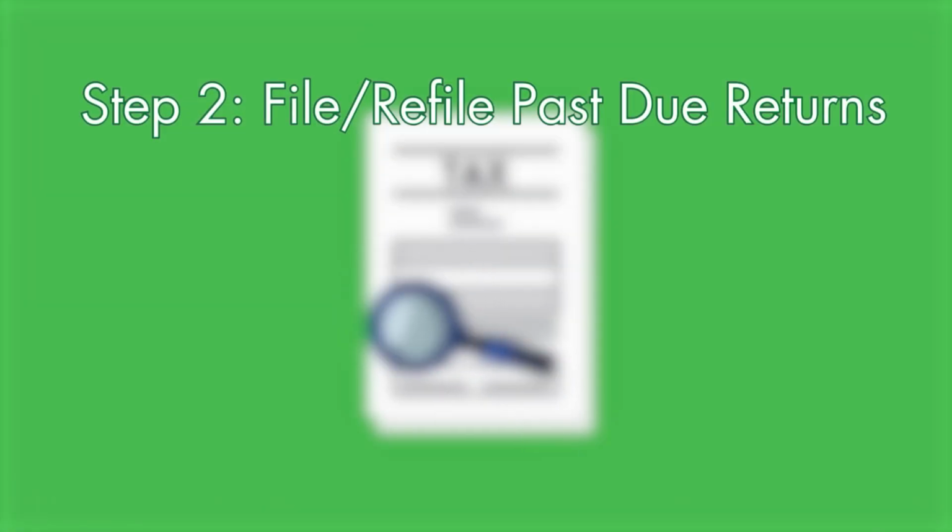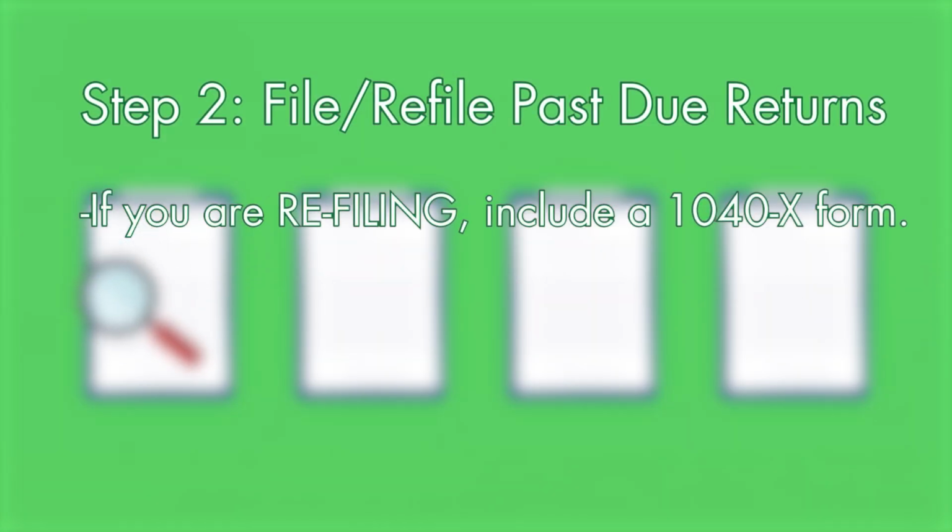Step 2. File or refile the past due returns. This step is unavoidable. Obviously you need to file so that the IRS can see exactly how much you made and all that stuff. This is true even if you filed already, but there were errors in your previous filing, in which case you would simply refile. But you would have to also include a 1040-X form, which alerts the IRS that you are amending your previous filing. There is a big exception to this.